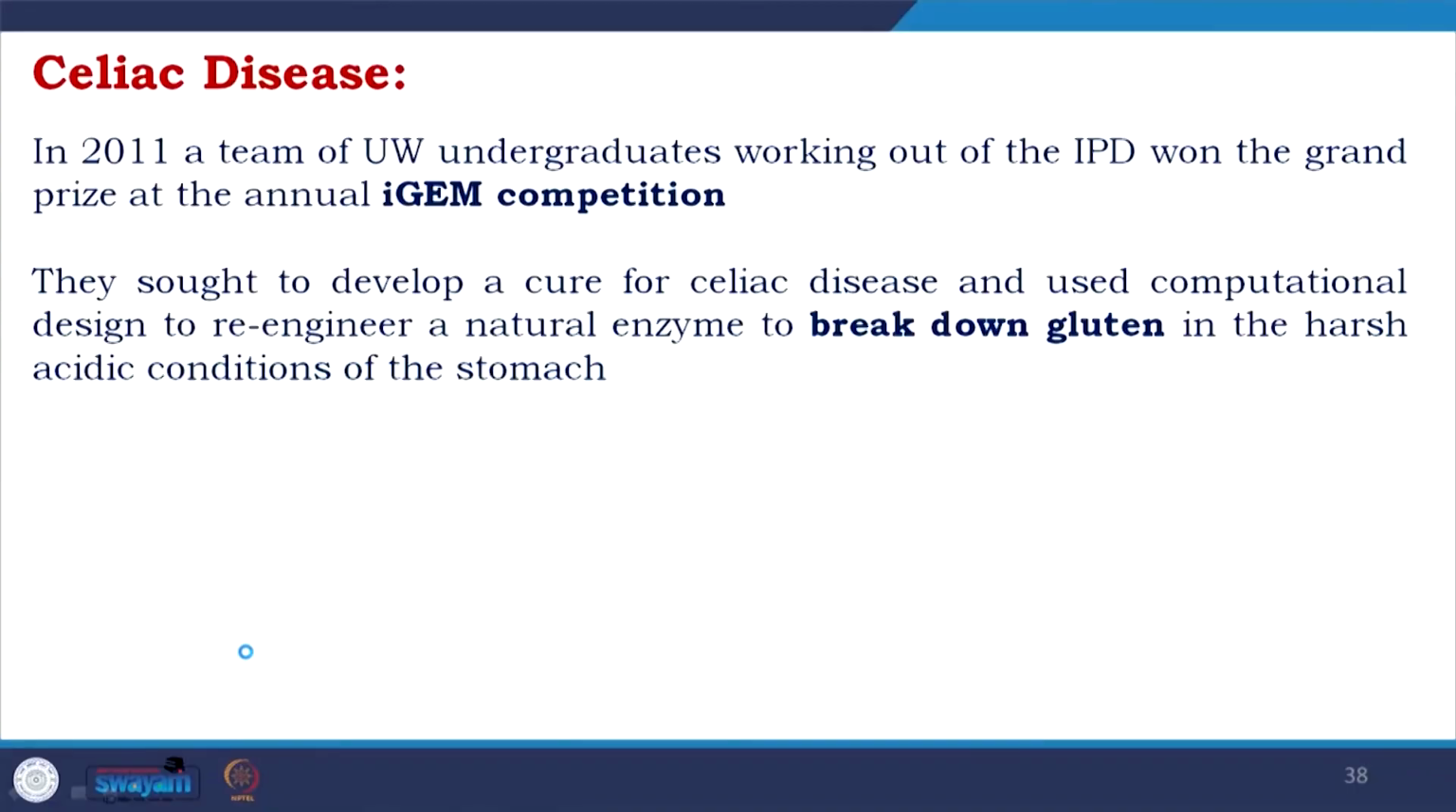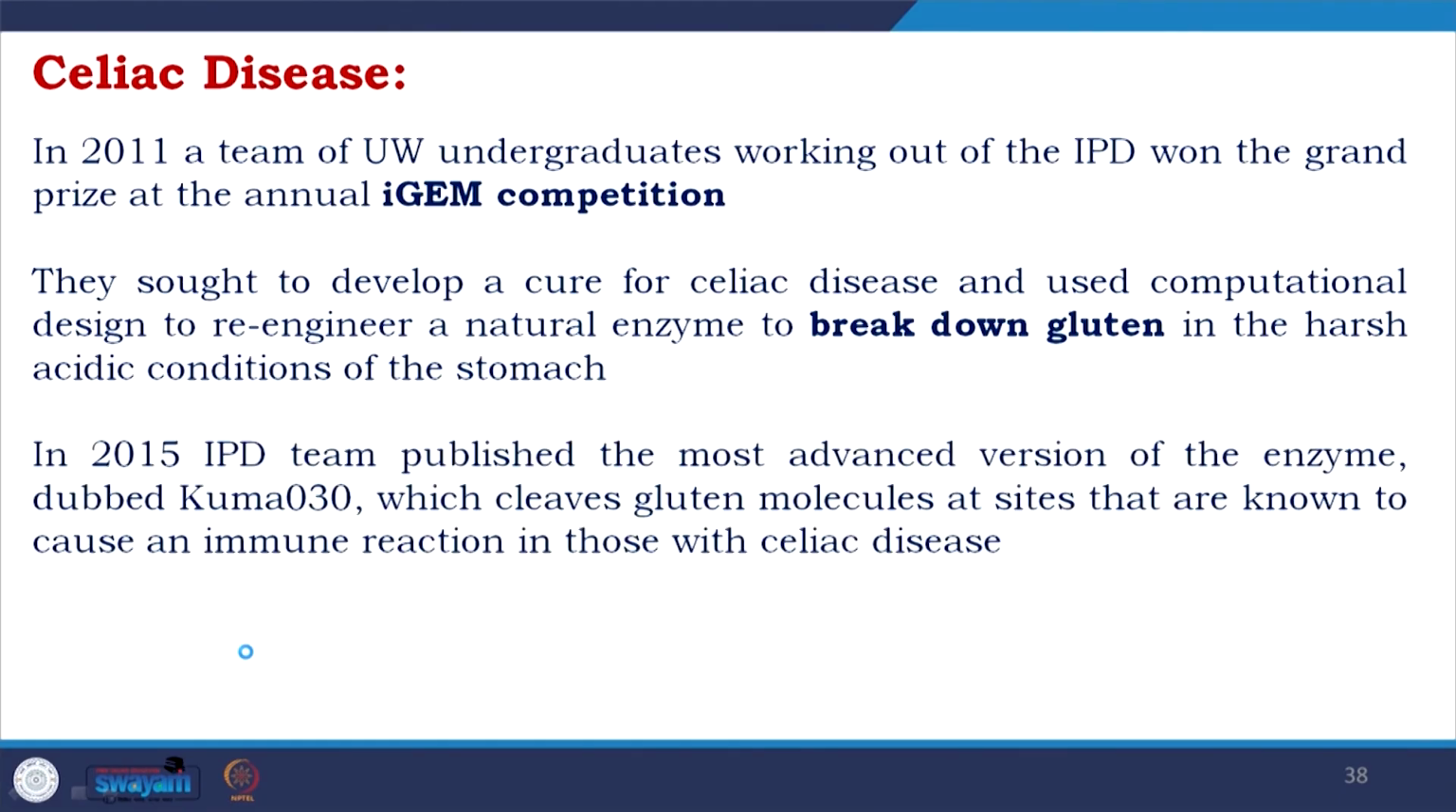genetic engineering related research. So, coming to the story, the team won the iGEM competition in 2011. They sought to develop a cure for celiac disease and used computational design to re-engineer a natural enzyme to break down gluten in the harsh acidic condition of the stomach.